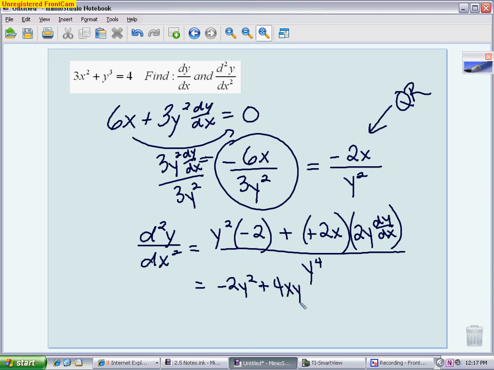Here's the one piece of implicit differentiation when you're doing it twice that you have to remember. You don't want dy dx to still be part of your answer. You need to have your derivative be in terms of just x's and y's. But we know what dy dx is. If you look right up above, this is what dy dx is. So where you see the dy dx in the second derivative, you need to replace it with what dy dx is, which is negative 2x over y squared.